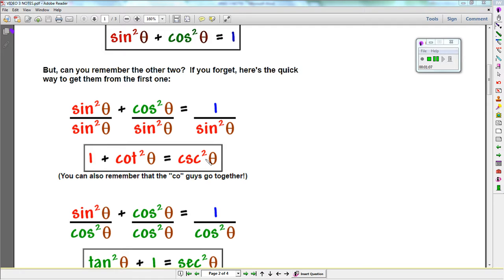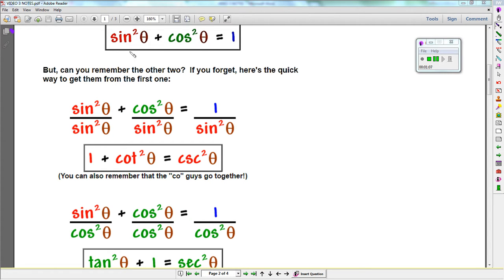If you have noticed, the "co" guys go together. So it means that if I have cotangent, something with "co", on the left side, the right side is also "co" too. So cotangent squared on the left side, the right side will be cosecant squared. Let's go to the other Pythagorean identity.